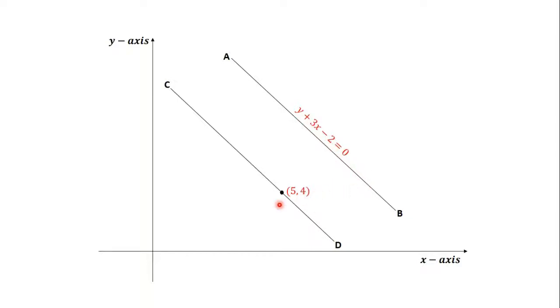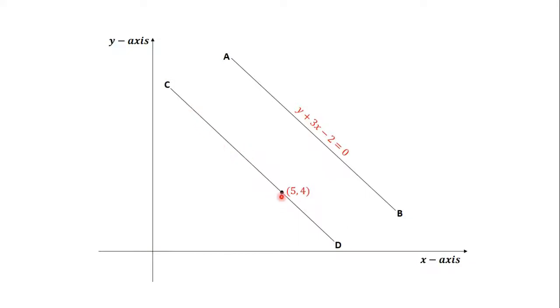We have learned that to find the equation of a straight line, you need the gradient of the line and at least one point that falls on the line. We have a point that falls on this line, that is (5, 4), but we don't have the gradient of this line. In the previous video, we learned that if two lines are parallel to each other, then the gradient of the first line will be the same as the gradient of the second line.